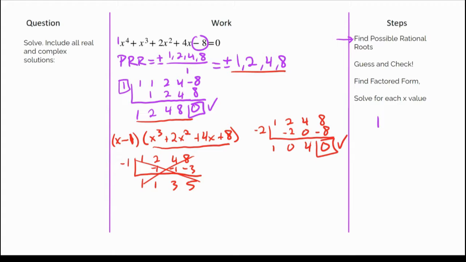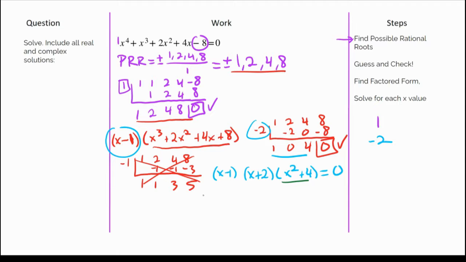So that tells me two things: that negative 2 is a root or a solution, and that x plus 2 is part of my equation. So I have x minus 1 from the original one here, x plus 2 from what I just found here, and then what's left over, which is x squared plus 4. Now I could keep going and plugging them in, but I have this quadratic here that I know if I solve that, is going to give me an irrational answer.